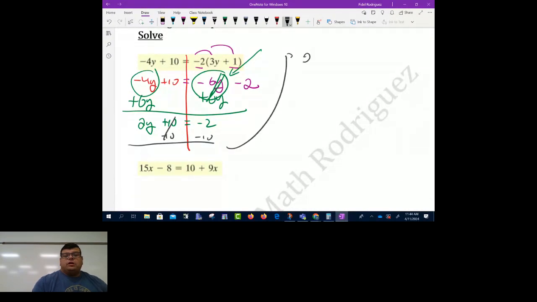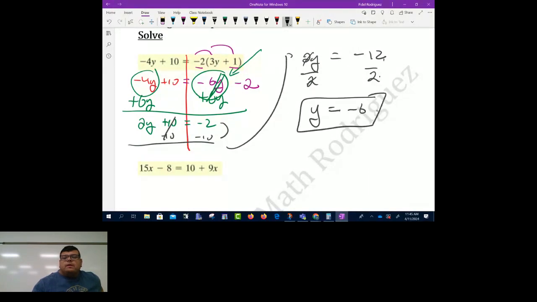So here, 2y. Let's see, minus 2 and minus 10. Remember, I owe you $2. I borrowed 10 more. Boom, I now owe you 12. So we can divide everything here by 2. And let's see, negative 12 divided by 2. Boom. Minus 6.